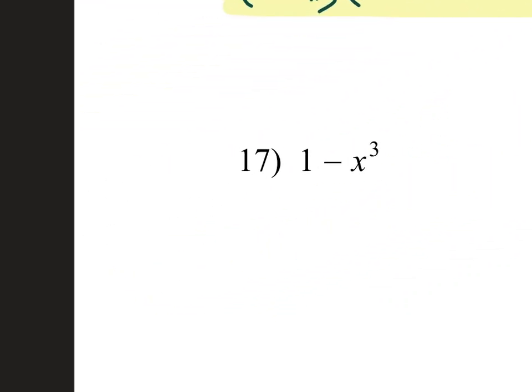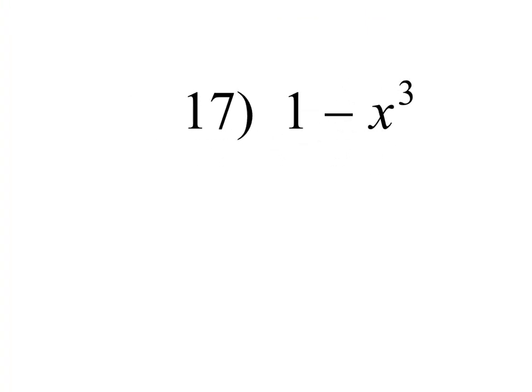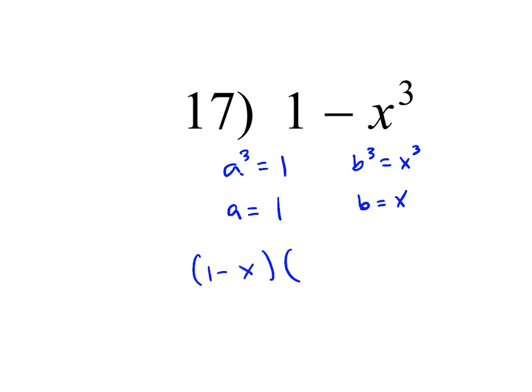Number 17. So if a cubed is equal to 1, what is a equal to? 1. And then if b cubed is equal to x cubed, what's b equal to? X. So then we start with a minus b. 1 minus x. And then a squared. And what's 1 to the second power? Just 1. 1 times 1 is 1.